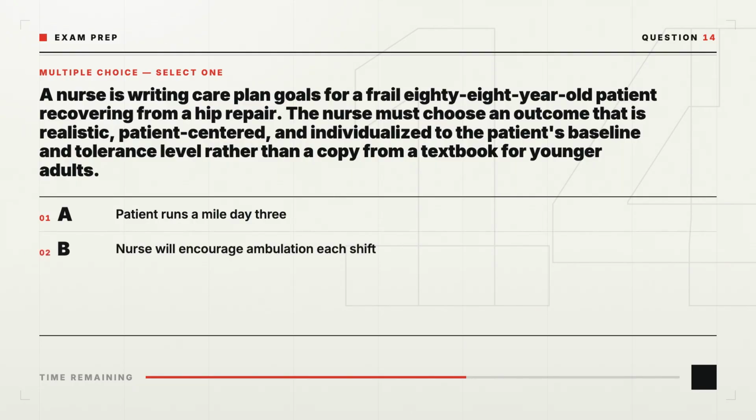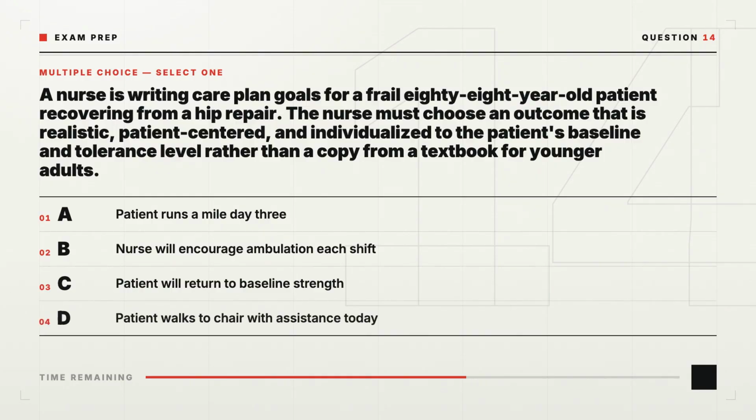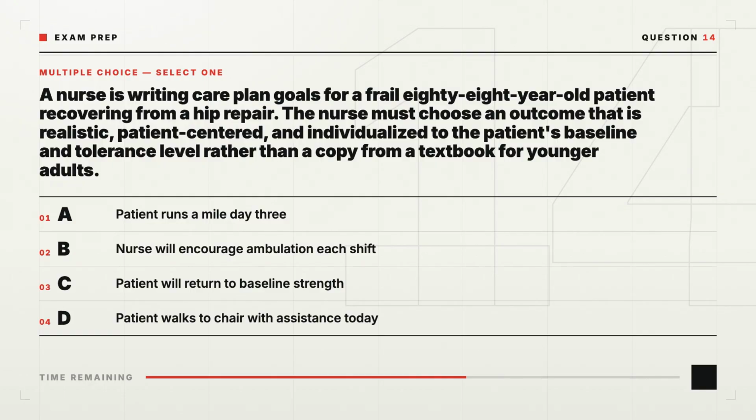B. Nurse will encourage ambulation each shift. C. Patient will return to baseline strength. D. Patient walks to chair with assistance today. Which would you go with? Lock it in before the reveal.